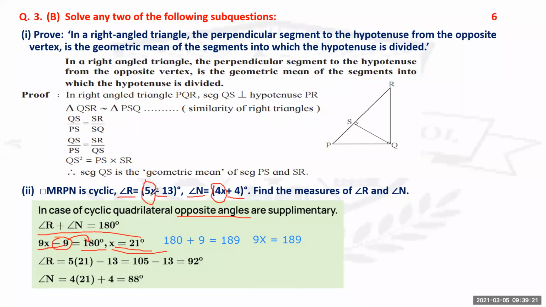Now check, once you get the value of x, just substitute that. So 5 into 21, check, in place of x I've written 21. So 5 into 21 minus 13. So 105 minus 13, that is 92. And here 4x. So 4 into 21 plus 4, that is 88. So you've got the values of angle R, 92 degrees, and angle N, 88 degrees. Is this clear? So we'll move ahead with the next question.